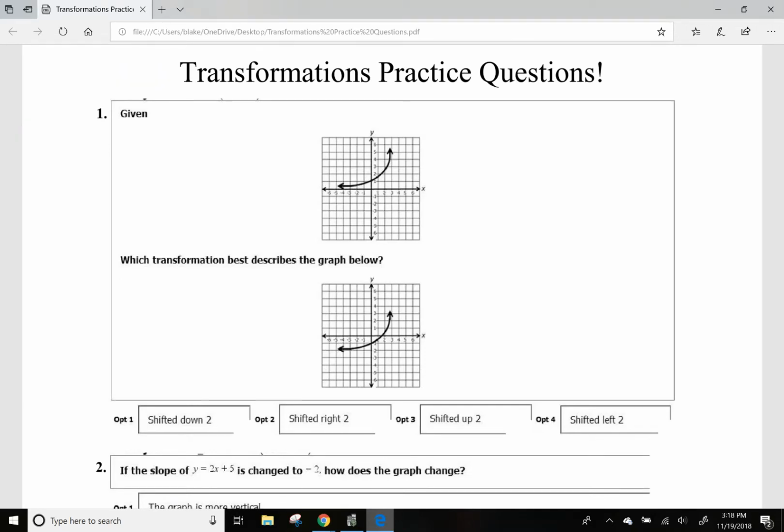All right, so welcome to part two. We're going to talk about transformations. Basically, transformations are just how functions move on a graph: moving up, moving down, moving left, moving right, stretching, flipping, a lot of things like that.